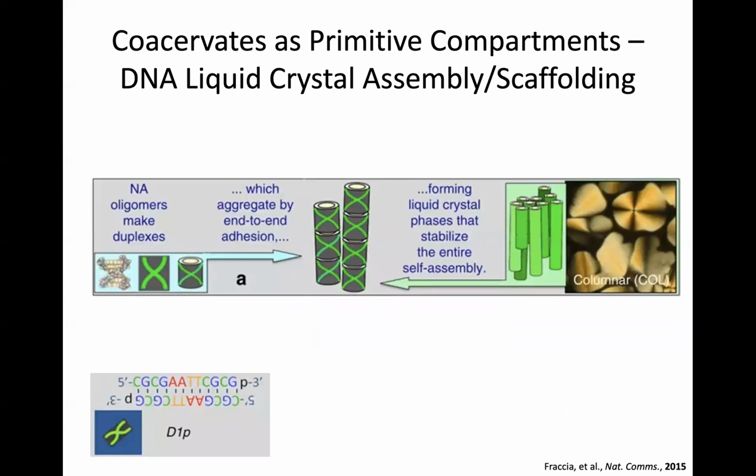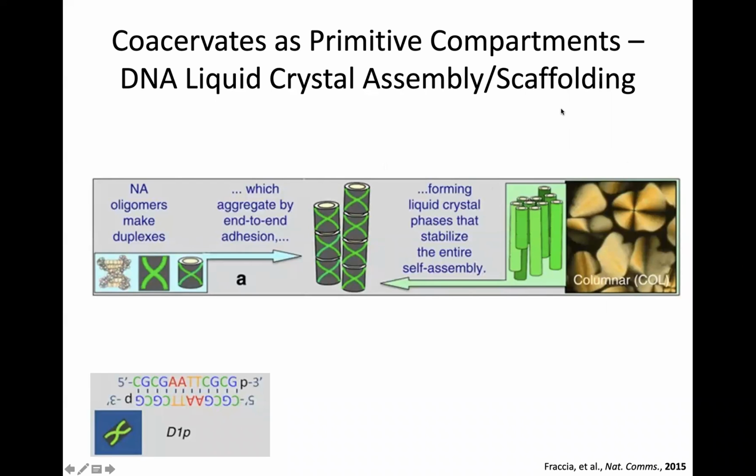One of the structures that my collaborator Tommaso Fraccia at ESPCI in Paris has been working on for a long time are DNA liquid crystals. These liquid crystals are formed from very short nucleic acid oligomers. On the bottom left is the specific one we used. This palindromic oligomer forms short DNA duplexes, which aggregate end to end through their blunt ends and form long stiff rods. At sufficiently high concentrations of DNA, for example through drying, these rods can form liquid crystal phases through the bundling of multiple rods together.